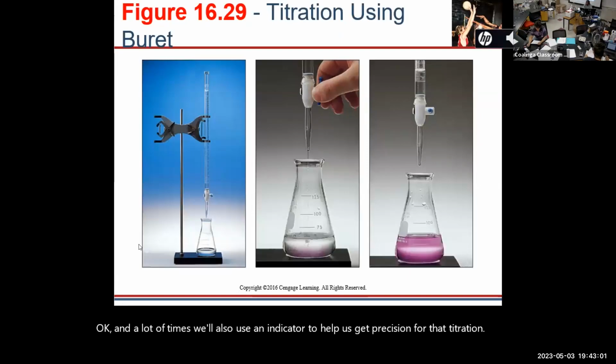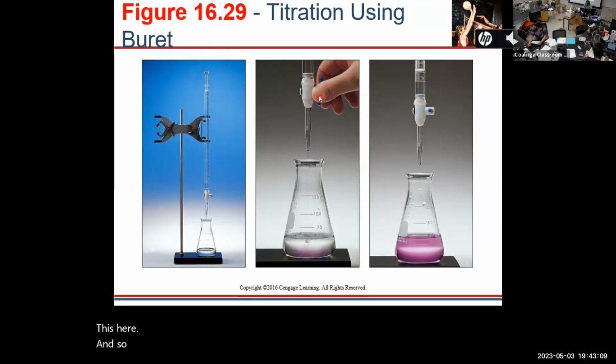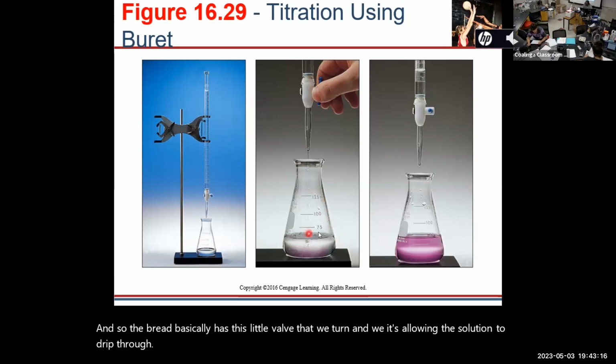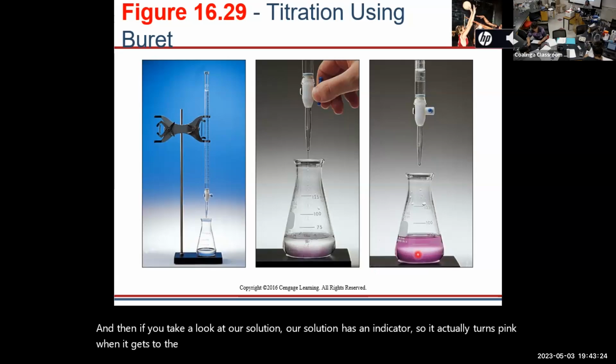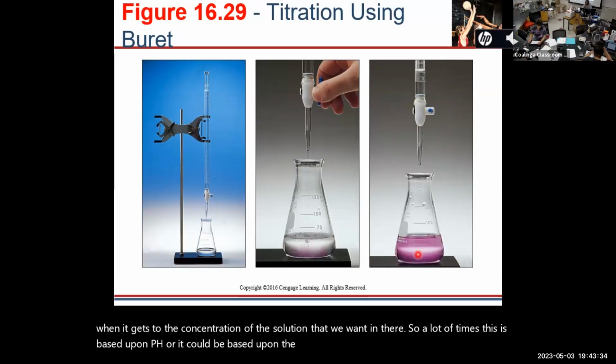This is an example of a burette. So the burette basically has this little valve that we turn, and it's allowing the solution to drip through. And then if you take a look, our solution has an indicator. So it actually turns pink when it gets to the concentration of the solution that we want in there. So a lot of times this is based upon pH, or it could be based upon the addition of a particular chemical to cause that color change. Okay.